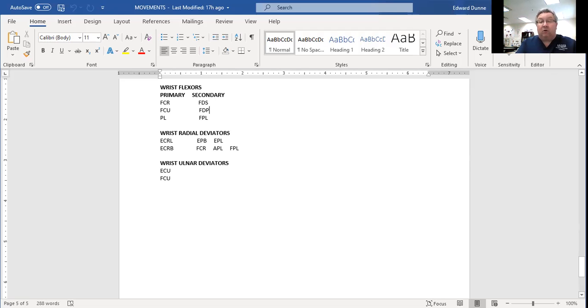And palmaris longus, remember that muscle that some of us might not have. Like I have it on my left, but I don't have it on my right. Palmaris longus flexes the wrist. It attaches to the palmar aponeurosis right in the middle there. So those are the three wrist flexors that I'm going to want you to know.